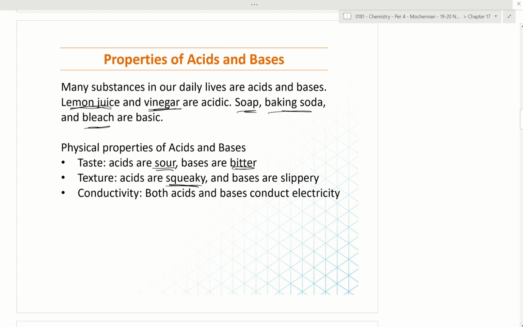Texture, when you have a solution of acids and you rub your fingers together, it kind of has that squeaky clean kind of feeling, where the skin does not slide past each other very easily, whereas bases are slippery. If you stick your fingers in a basic solution and then rub your fingers together, it's slippery, like you've got soap on your hands. Conductivity, they both conduct electricity in water, and that's because they're made up of ions. So acids and bases are made up of ions, and we're going to talk specifically about those ions here in just a second, but because there's ions in water, it conducts electricity.